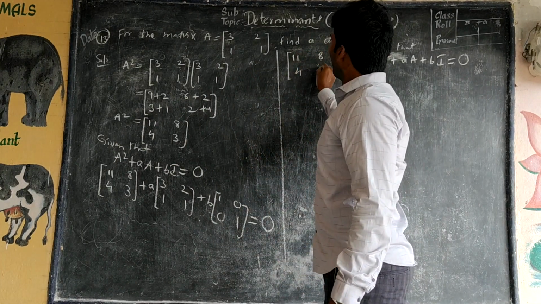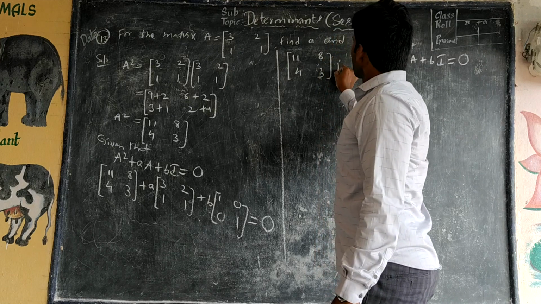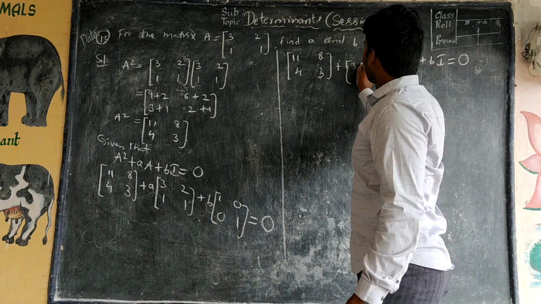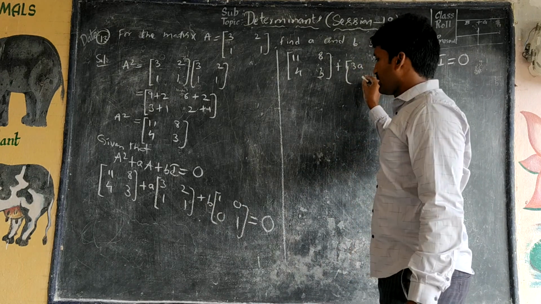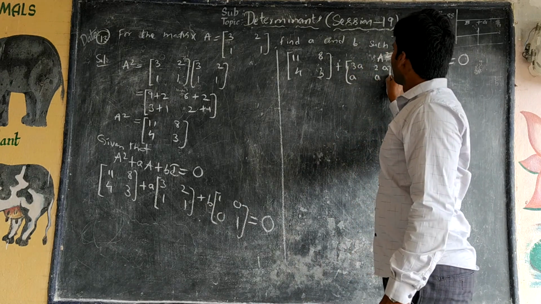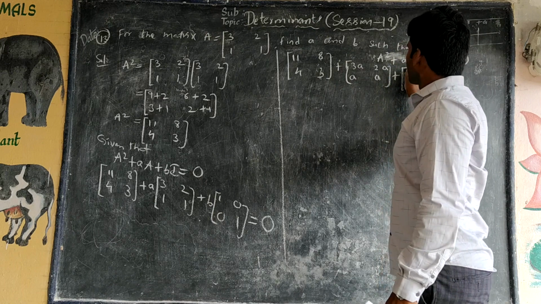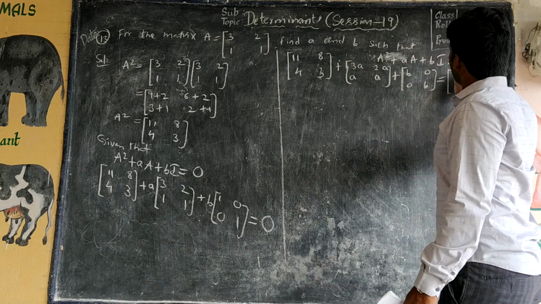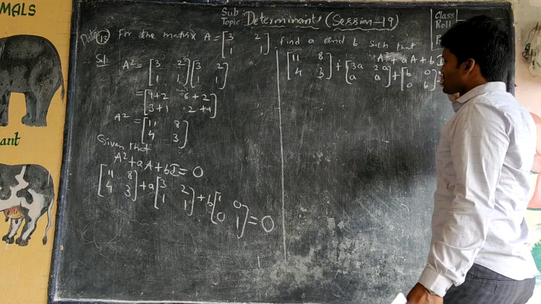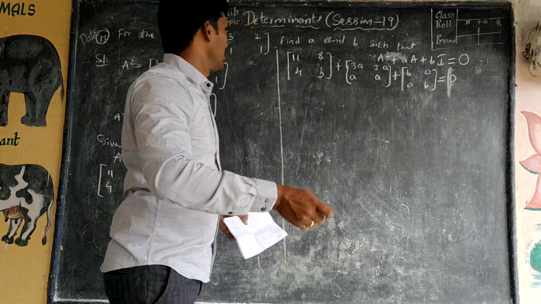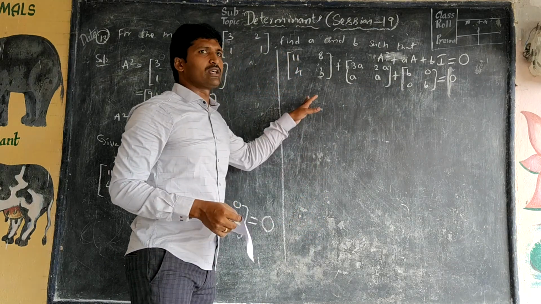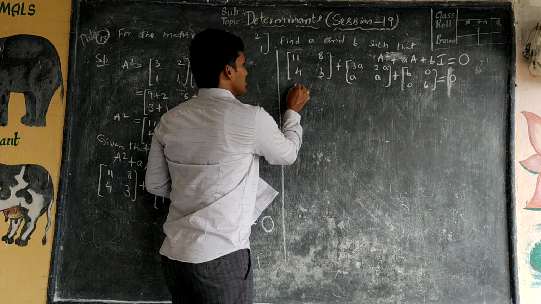11, 8, 4, 3. Small a multiplied inside, what will you get? 3a, 2a, a, a. Small b multiplied inside: b, 0, 0, b, equal to the 0 matrix, which means you will get all elements 0 only. Now we need to add all three matrices because the order remains the same for all three matrices.